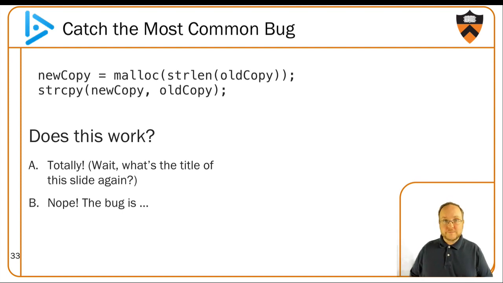Does it work? Well, it says catch the most common bugs, so the answer here is clearly no. And the bug here is that you forgot the space for the null byte. Recall that strlen returns the number of characters in a string, not including the null byte. But when we make a copy of the string, we need to have enough space for the null byte. So the correct answer here would be to do a malloc of strlen of old copy plus one.